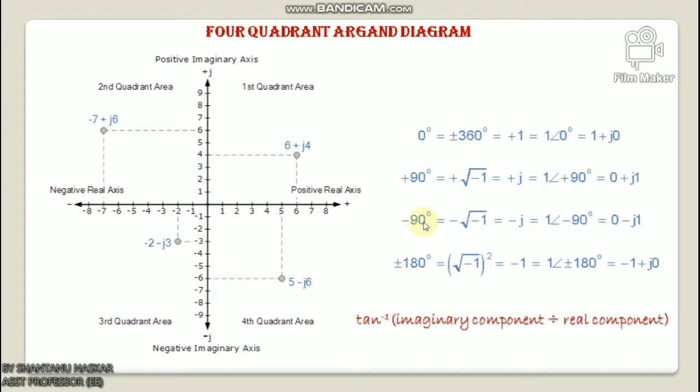And if minus 90 degrees, then minus root over minus 1, which equals minus j, and we can write in polar form 1 angle minus 90 degrees. In rectangular form, 0 - j1. And for 180 degrees it becomes root over minus 1 whole squared, which equals minus 1, and in polar form we can write 1 angle plus or minus 180 degrees, in rectangular form minus 1 + j0.